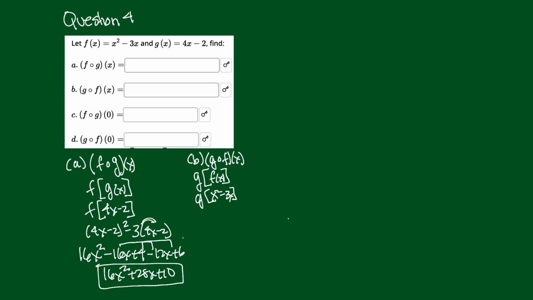And then we're going to put this into g. So locate g right up here. Replace all the x's with x squared minus 3x. So I've only got one, so I'll replace that. So I'll get 4 times x squared minus 3x. And then we still have that minus 2 out here. All right, just distribute: 4x squared minus 12x minus 2. And you can see that these two are not equal. That just tells us that f circle g is generally not equal to g circle f.